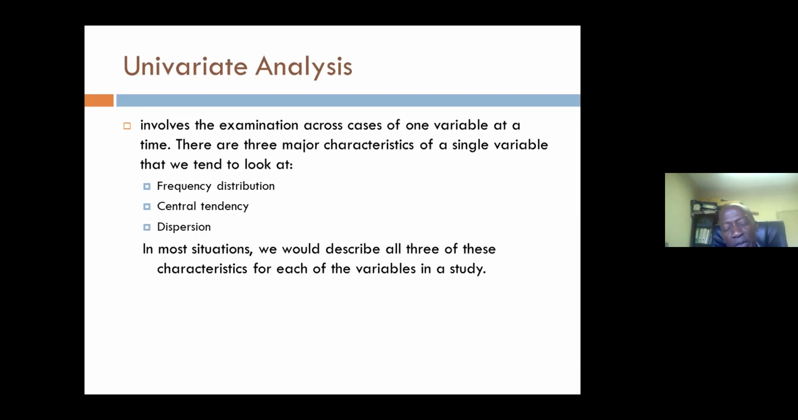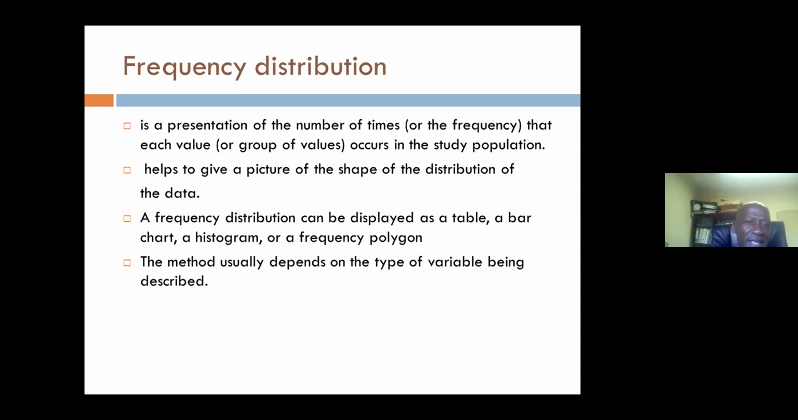Whenever you collect data from individuals, from patients, from study participants, you need to have an understanding of how the variables are distributed in terms of distribution, in terms of central measurement, in terms of variation. So all these measures we need to have an understanding. So when we look at a frequency distribution, we're basically looking at the number of times, or the frequency, that each value or group of values occur in a study.